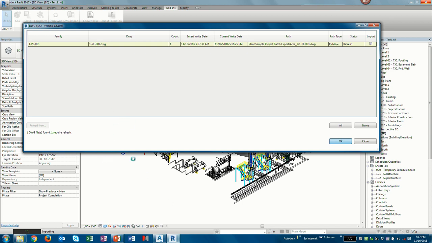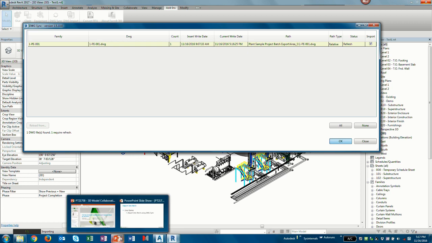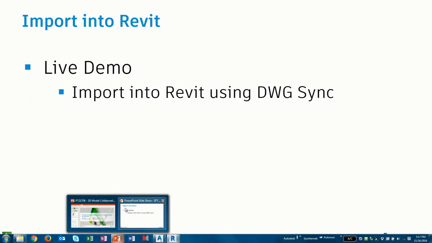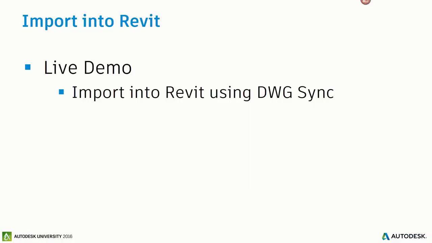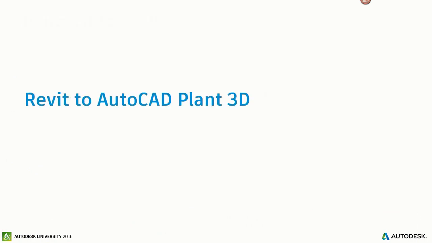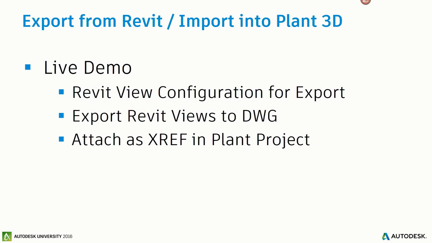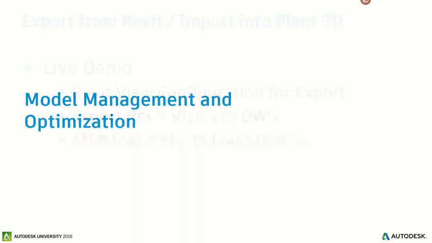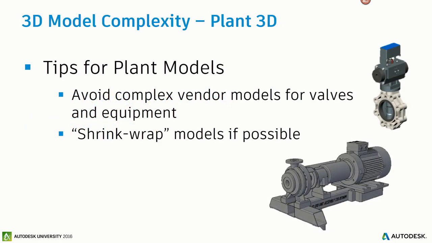All right. Flip back over here real quick. Let's see the next section. We've already gone through the Revit to Plant 3D. The one part we want to talk about here was model management and optimization. One thing we talked about earlier is equipment models and vendor models in Plant 3D.